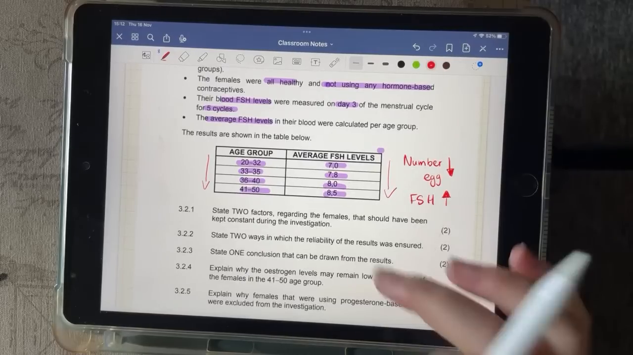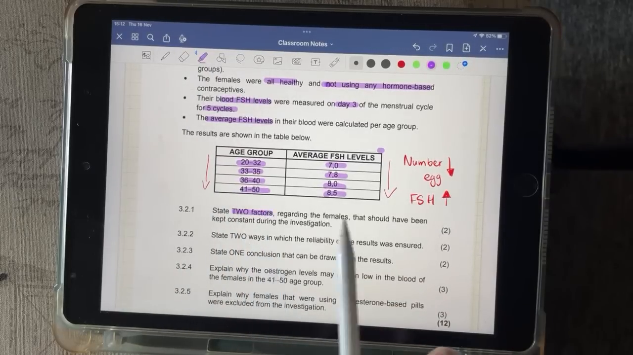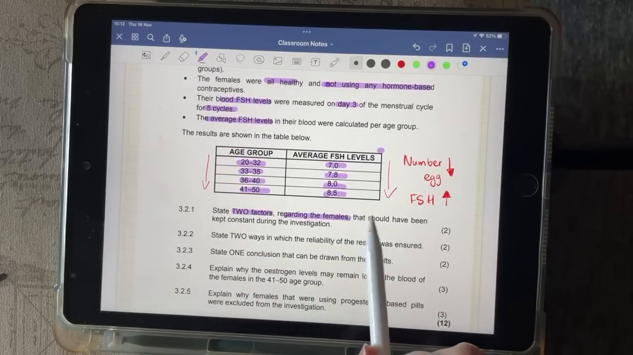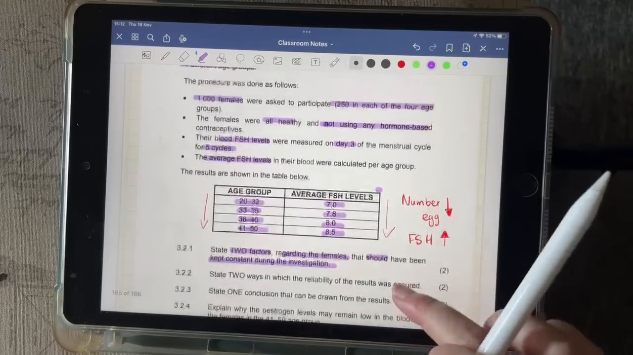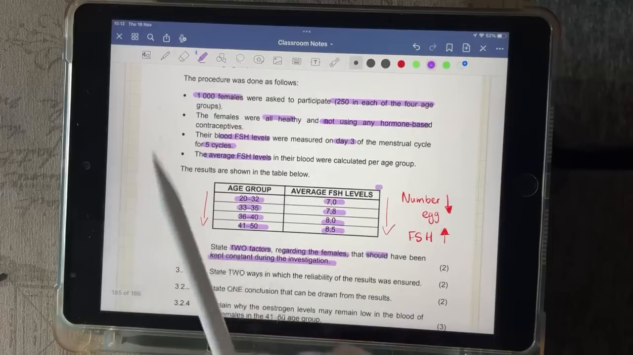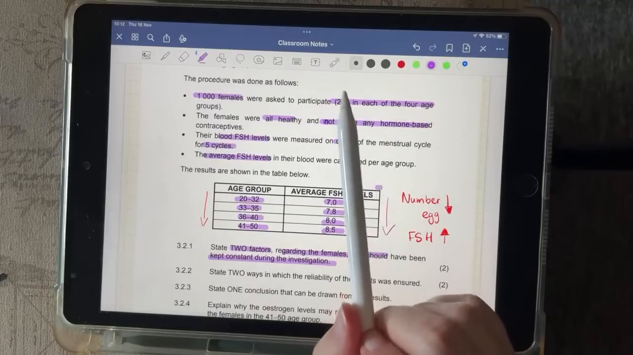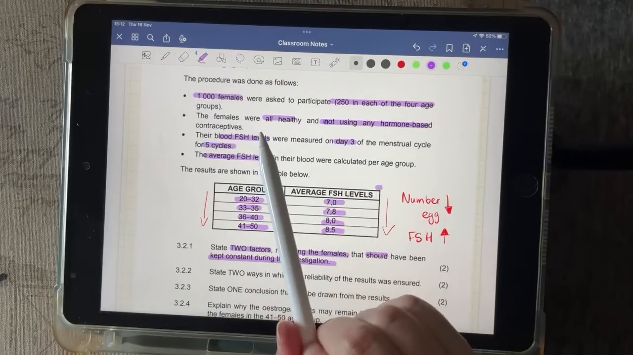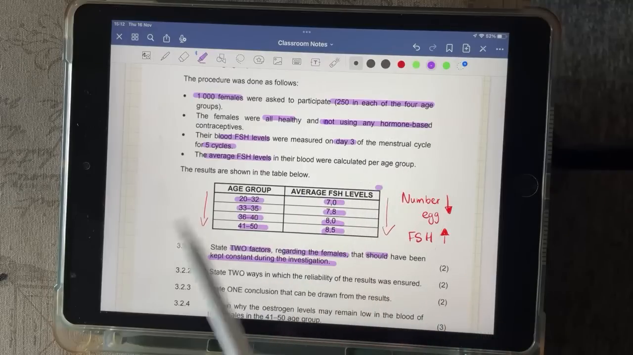Okay? So, number 1. State 2 factors regarding the females that should have been kept constant during this investigation. This is a validity question. So if we look here, what should they have done? Well, they kept them in the same age groups. They had the same amount. They were all healthy. They were all not using any hormone contraceptives.